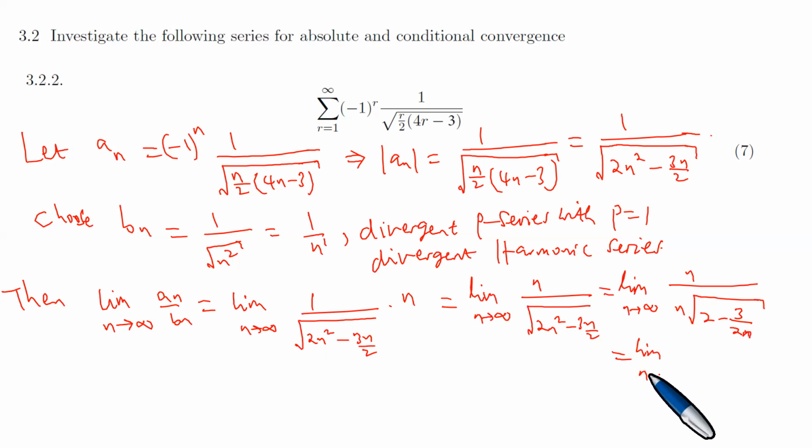The limit as n approaches infinity of 1 divided by the square root of 2 minus 3 over 2n. If n approaches infinity, this is 1 over the square root of 2, which is not 0. Right, so this is what we get.